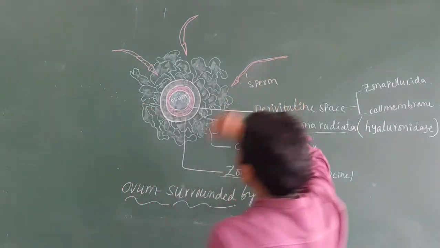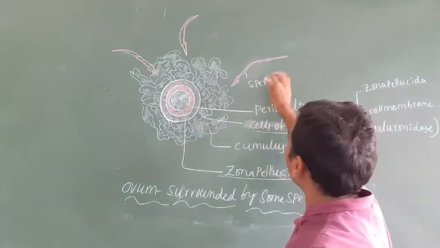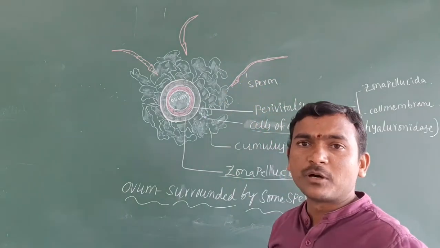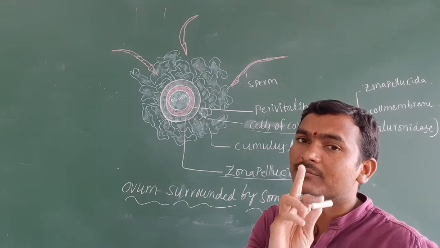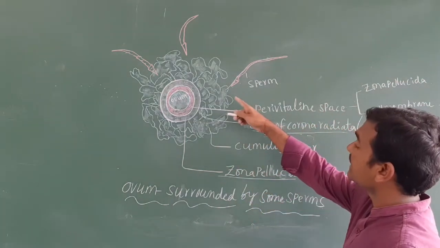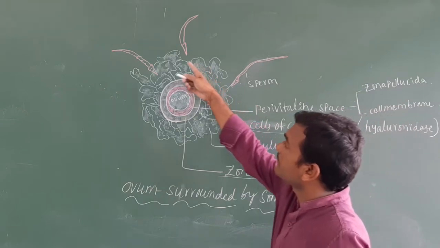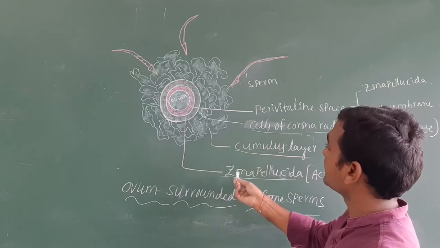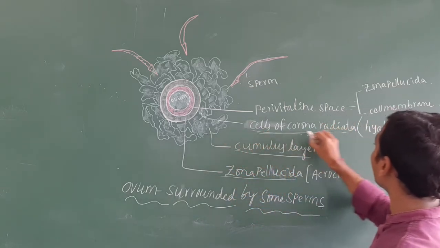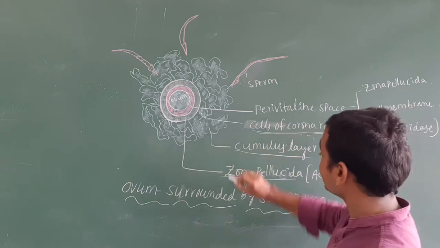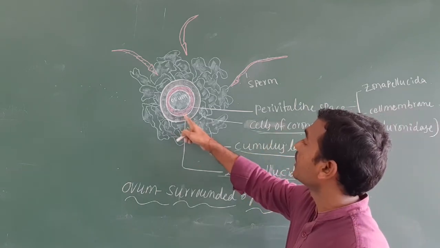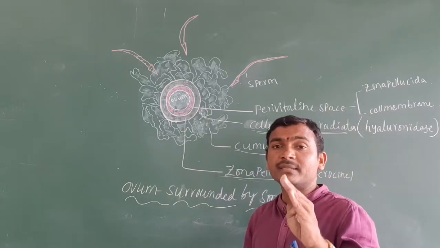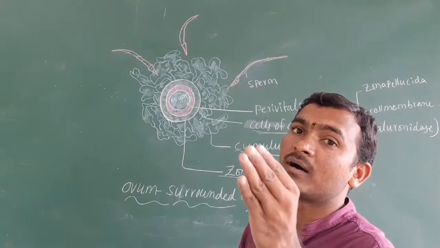See here, once one sperm is entering into the ovum, if you want the sperm to enter inside the ovum, first the membranes have to break down. The first is the cumulus layer, then the cells of corona radiata, and after that the zona pellucida. Only when these membranes break down does the sperm enter inside the ovum.